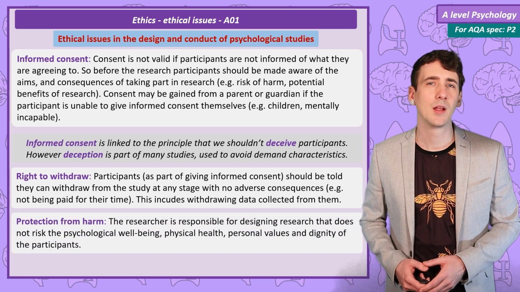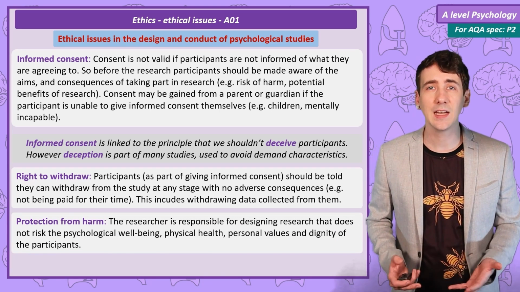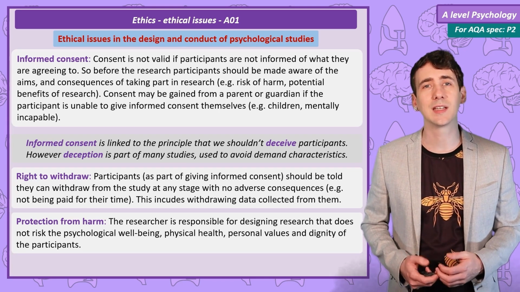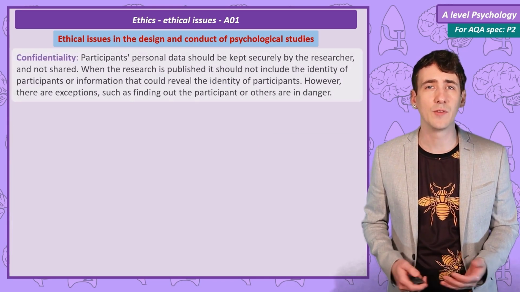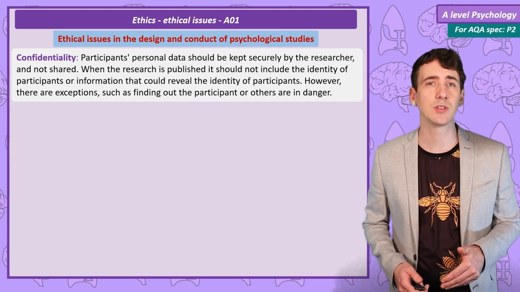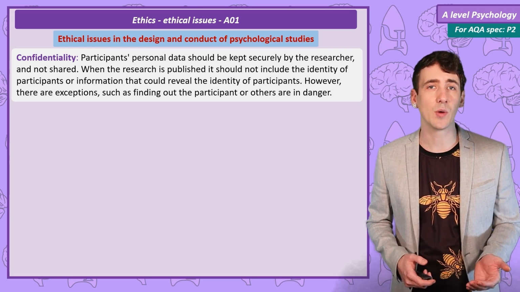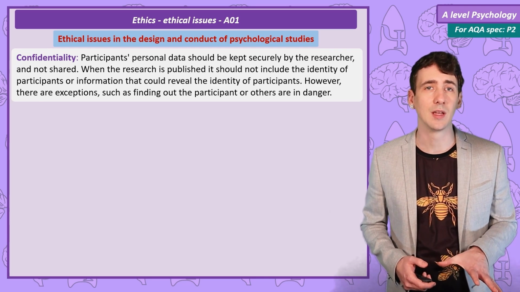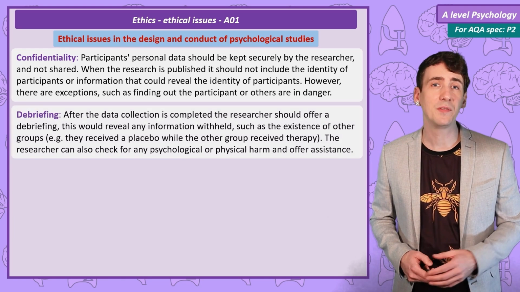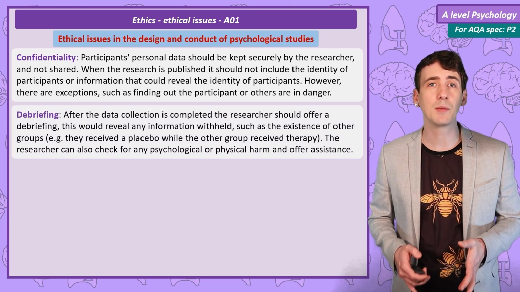Protection from harm. The researcher needs to consider the study from the perspective of the participant and consider any risks to the participants' psychological well-being, physical health, personal values, and dignity. Confidentiality. Personal records should be kept securely, and when it comes to publishing results, not give away personally identifiable information. But in some situations, confidentiality needs to be broken, so if the researcher feels a participant or somebody else is in danger. Debriefing. After the participant has completed their role in the study, the researcher should give them a debriefing.